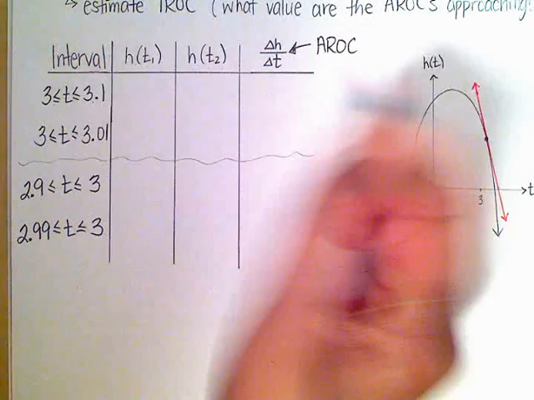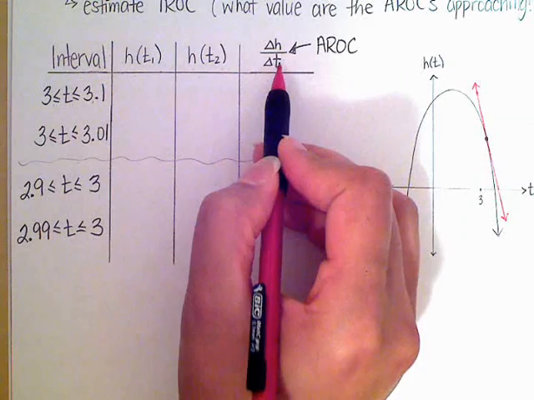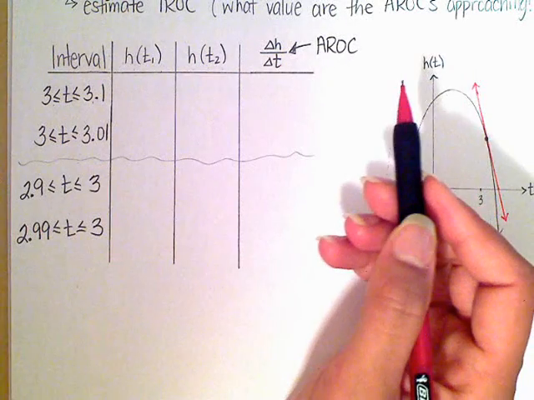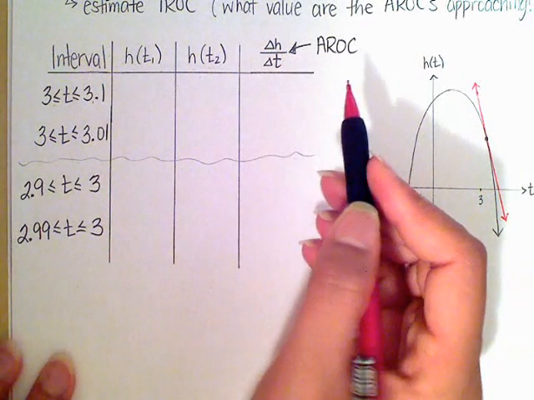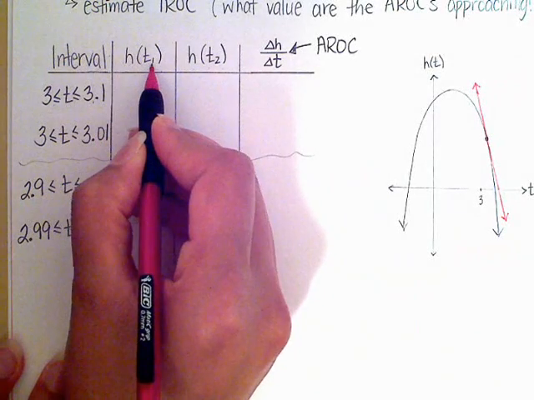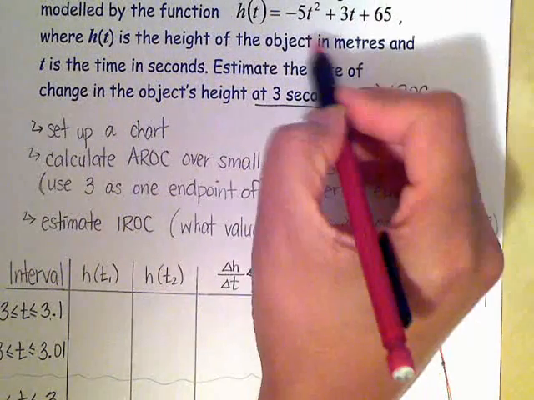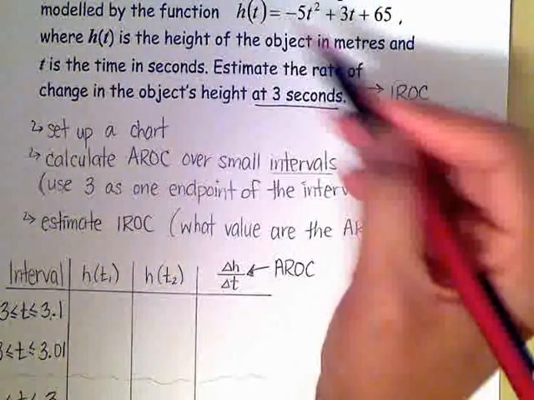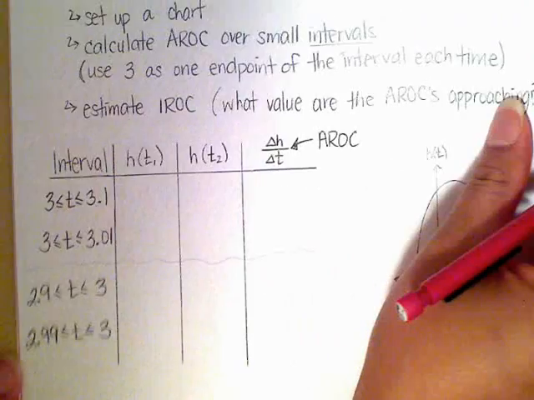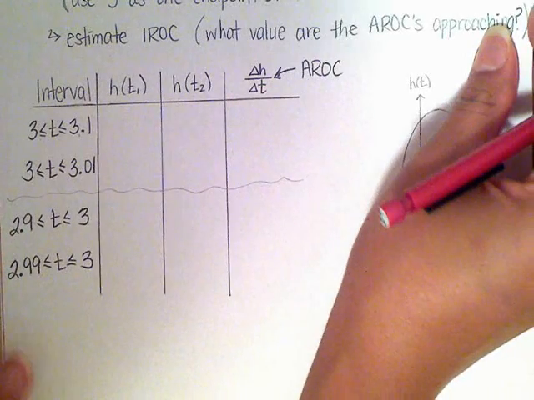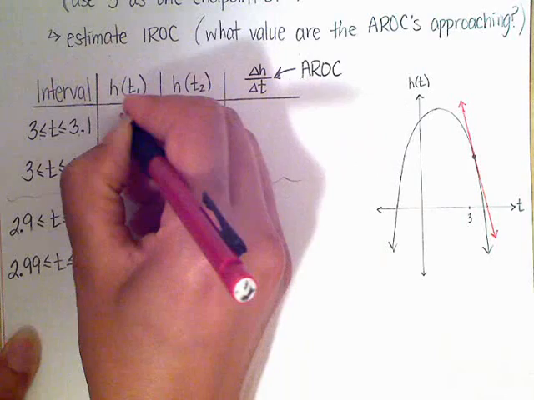And so I'll find the change in height over the change in time to help me figure out what the average rate of change is in that particular interval. Okay, so for the height at the first time, all I need to do is plug in 3 into the function up here. So I just have to find h of 3. And if I do that on the calculator, I get a value of exactly 29.